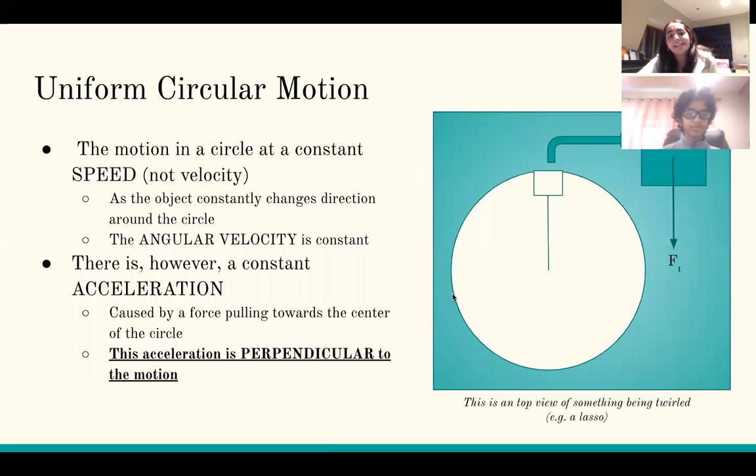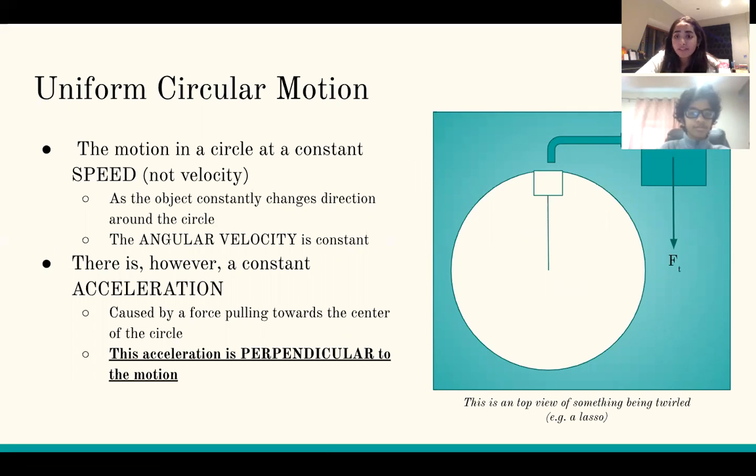The answer to this is basically uniform circular motion. In this concept, the motion has a constant speed, not velocity, because the direction is constantly changing in a circular direction. This also means that the angular velocity is constant.